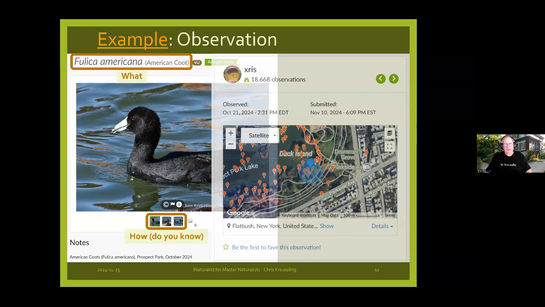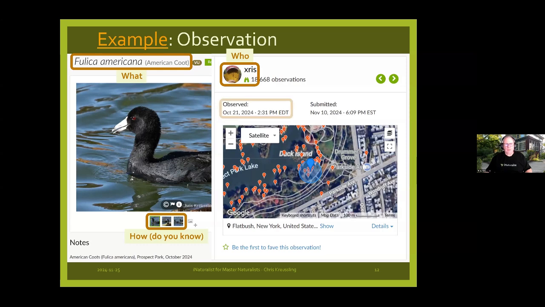Okay. The other thing is, what are the other pieces? Who, what, and when, right? So we've got who, when, and where, right? And we have when. So this is when it was observed, not when it was submitted. Notice the difference in times. And that's because the date and time are stamped on the photo itself. It's part of the metadata, the back end information that you don't see on there. And then finally we have where. That's where I saw it. Okay. And every observation will have those four pieces.